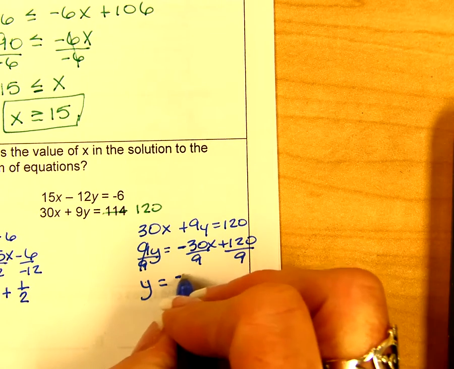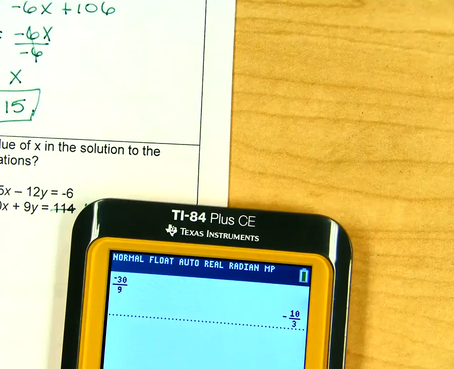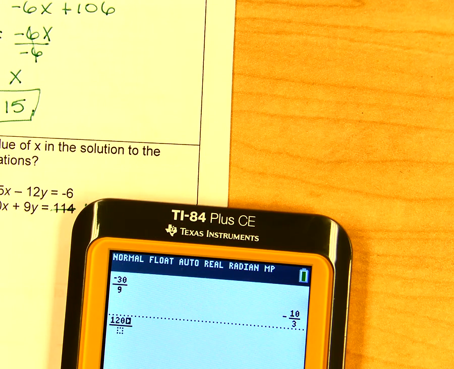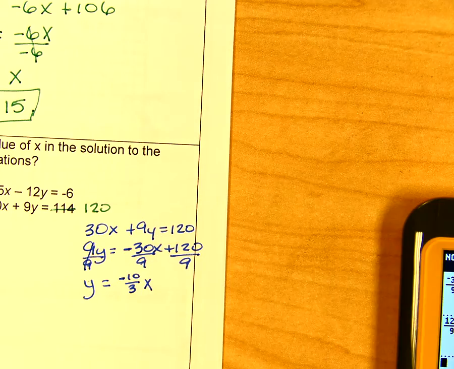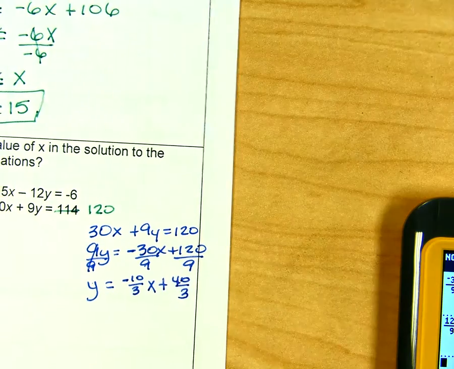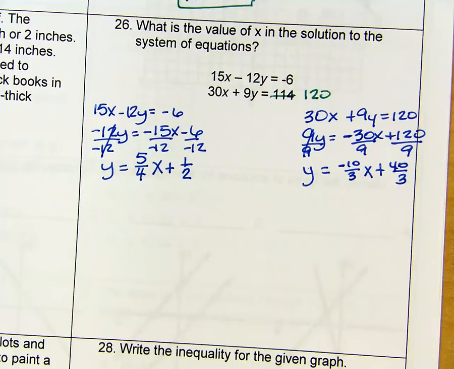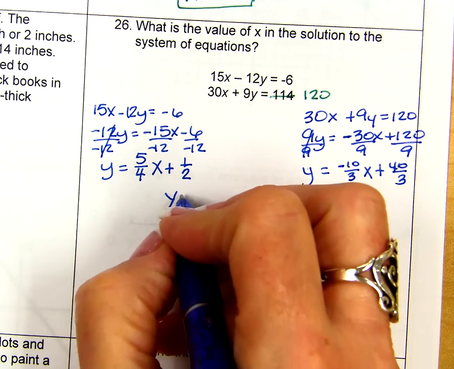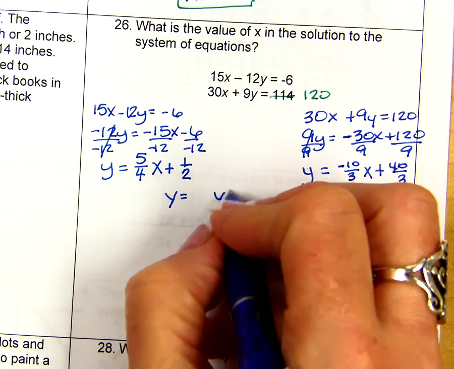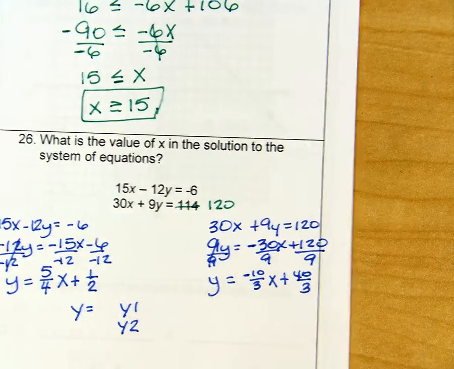So we're going to get negative 10 thirds times x. Then we take, again, alpha y equals, we're going to do 120 over 9, and we end up with 40 thirds. So now we have our two equations, and at this point we are going to go to y equals, and we're going to do y1 and y2, where this is y1 and this is y2.